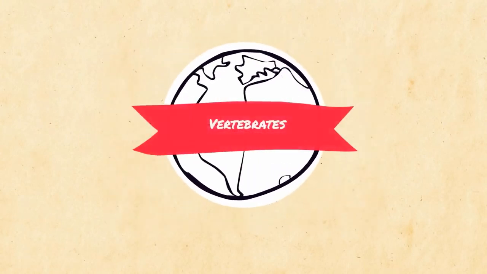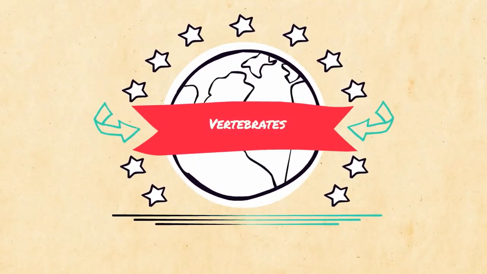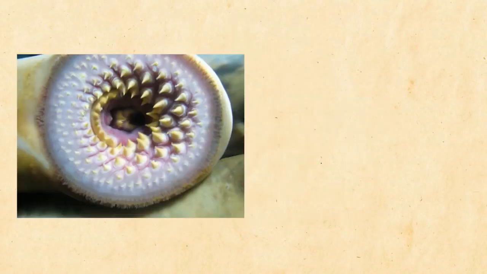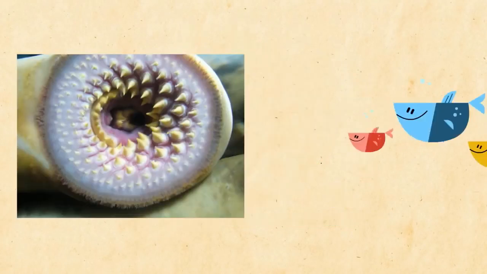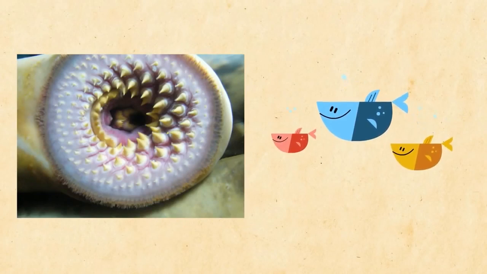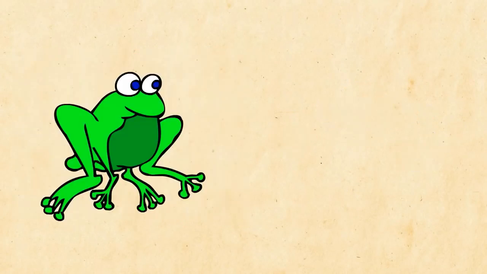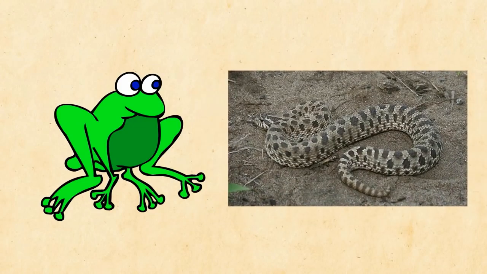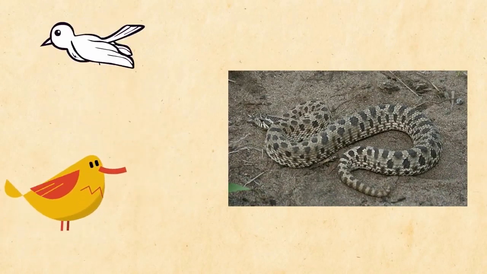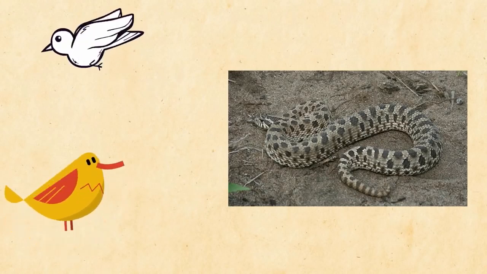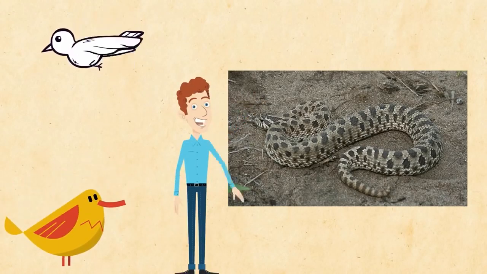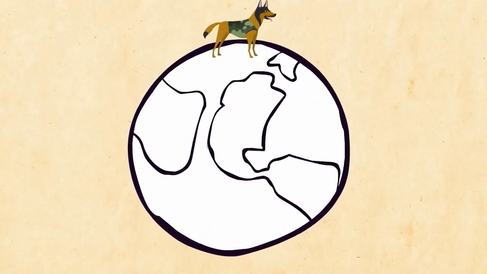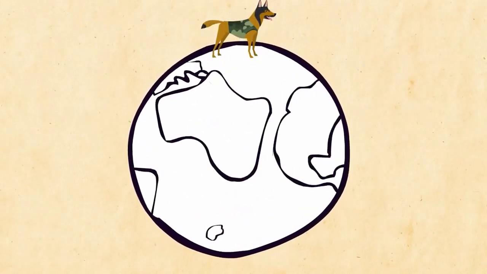Vertebrates, on the other hand, have a backbone. Examples include these strange fish called lancelets and lampreys, many other types of fish, amphibians such as this frog, reptiles, which include snakes, many birds, and even mammals, which we are. Animals are found on every continent on Earth, and they have adaptations that help them survive.